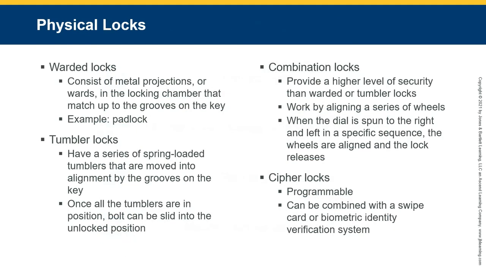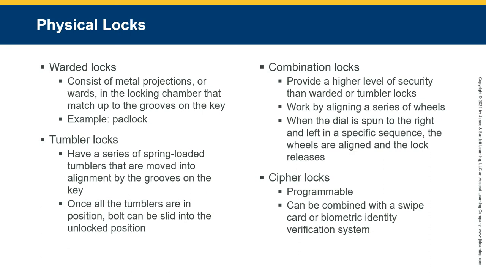Physical locks. Warded locks, such as a padlock, consist of metal projections or wards in the locking chamber that match up with the grooves of a key. Tumbler locks have a series of spring-loaded tumblers that move on alignment with the grooves of the key. Once all tumblers are in position, the bolt can be slid into the unlocked position.